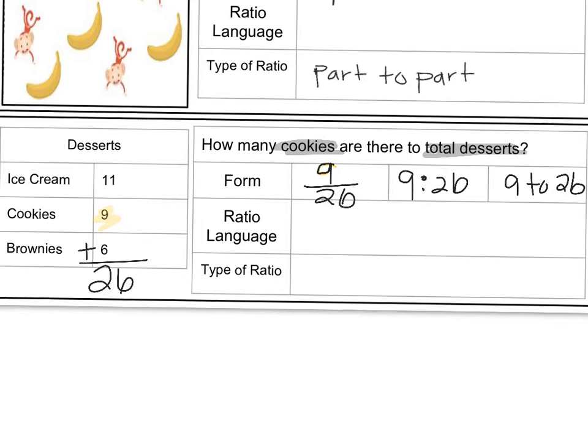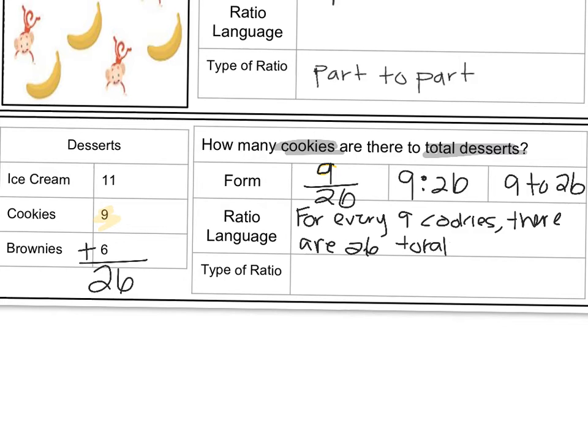Let's use ratio language now. So we're going to say for every 9 cookies, there are 26 total desserts. So let's write that down. For every 9 cookies, there are 26 total desserts.